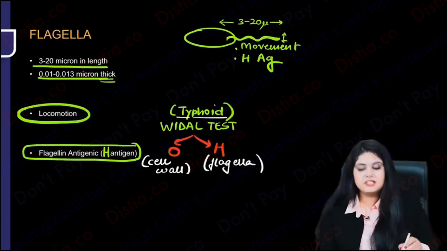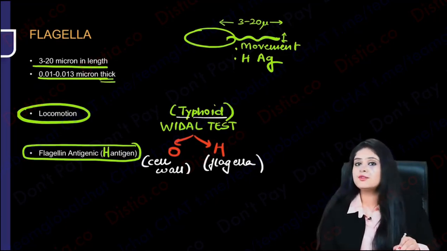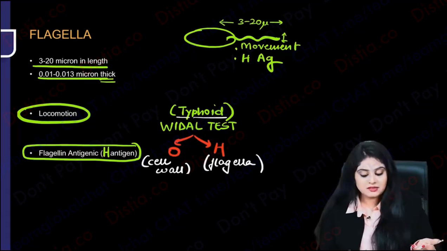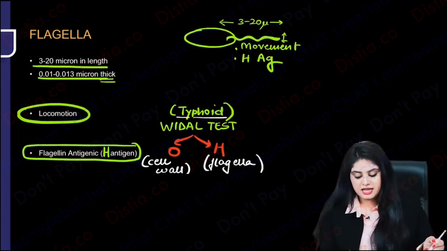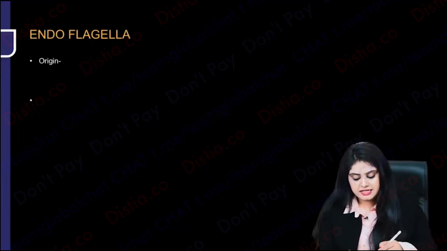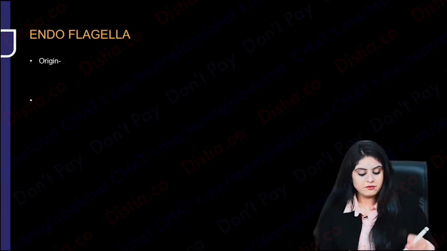I don't know why they have even written thick, because that is not even the resolution of a light microscope. The resolution of a light microscope is also not 0.01 microns. I won't be able to see it on a light microscope. How will I see a flagella eventually? I will have to put some kind of a stain. So I will come to that for the time being.